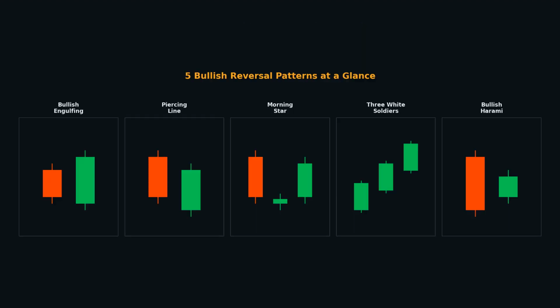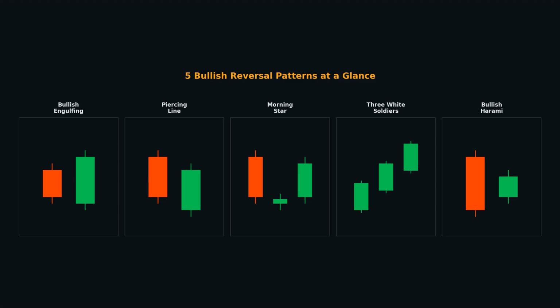Let's bring all five together. The bullish engulfing. A large green candle completely swallows the previous red candle. Aggressive buyer takeover. The strongest two-candle bullish reversal. The piercing line. A green candle opens below the prior red candle's low and closes above its midpoint. Buyers reclaiming lost ground. The morning star. Three candles, strong red, indecisive middle, strong green. The classic dawn before the rally signal.